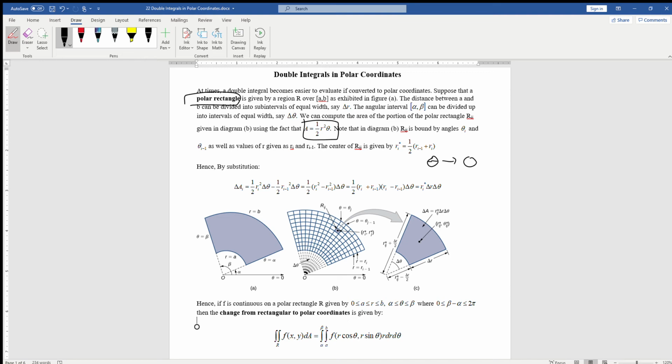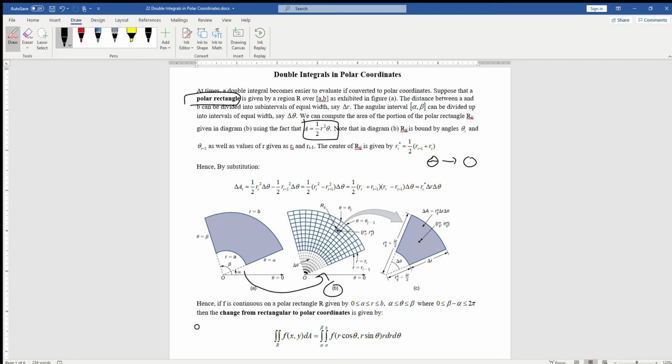If you notice, what we're trying to do is take this polar region, a circular region, and divide it up into a number of polar rectangles. I want you to notice that in diagram B, the rectangles are not truly rectangles. There's a little bit of curve, but we're trying to approach infinity. To go from one radius to the next, we have r sub i and r sub i minus 1. To go from one angle to the next, that's theta sub i minus 1.